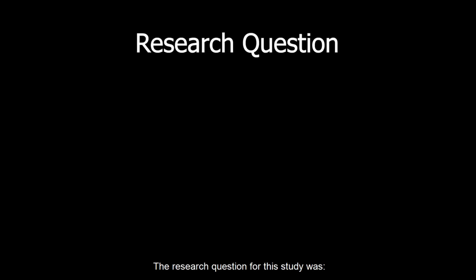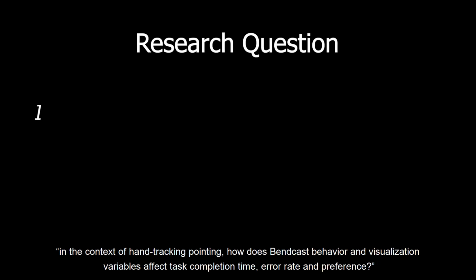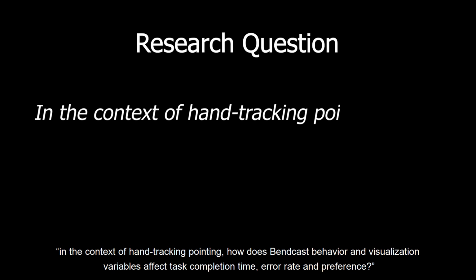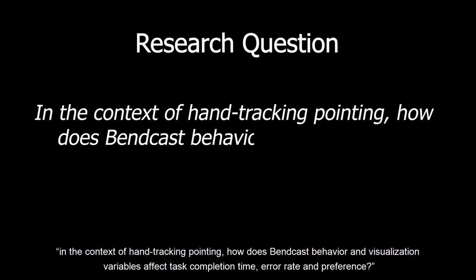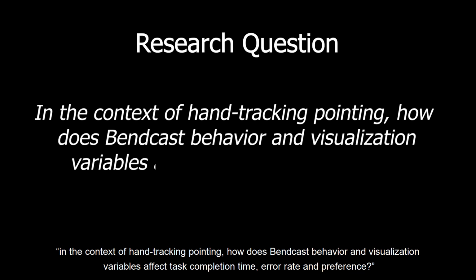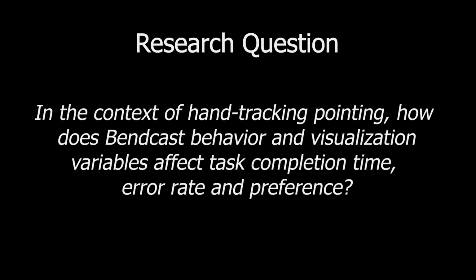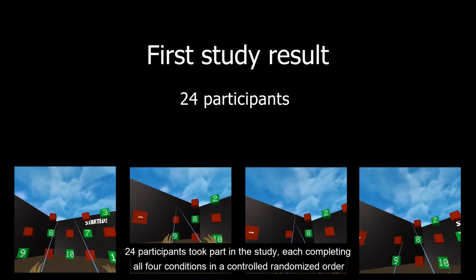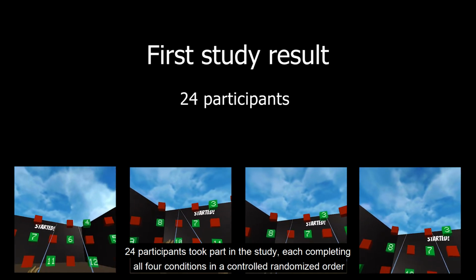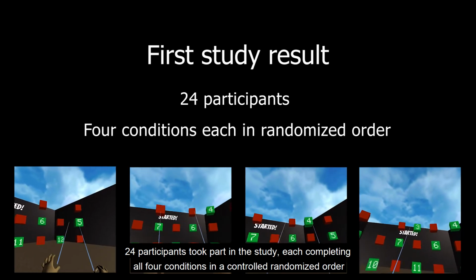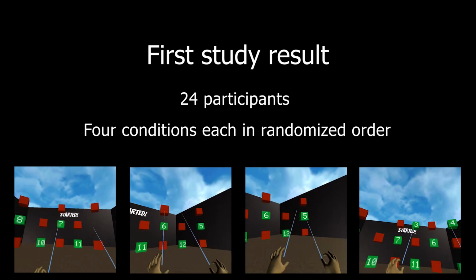The research question for this study was, in the context of hand tracking pointing, how does bendcast behavior and visualization variables affect task completion time, error rate, and preference? 24 participants took part in the study, each completing all 4 conditions in a controlled, randomized order.